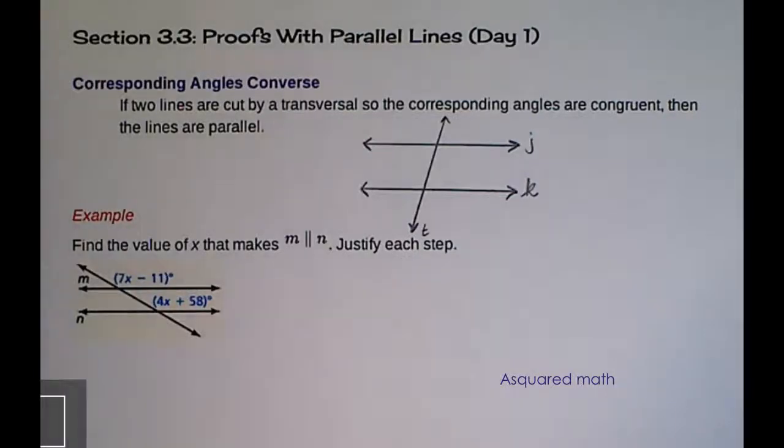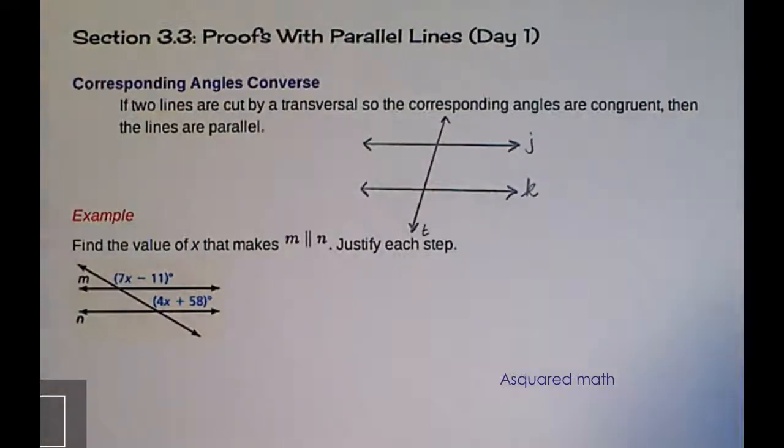On day number 1, we're going to talk about the converse of some of the theorems that we already talked about in section 3.2, and that includes your corresponding angles, your alternate interior angles, alternate exterior angles, and the consecutive interior angles. So today we're going to switch those P's and Q's. In your if-then statement, you have if P, then Q. Today we're going to talk about if Q, then P.